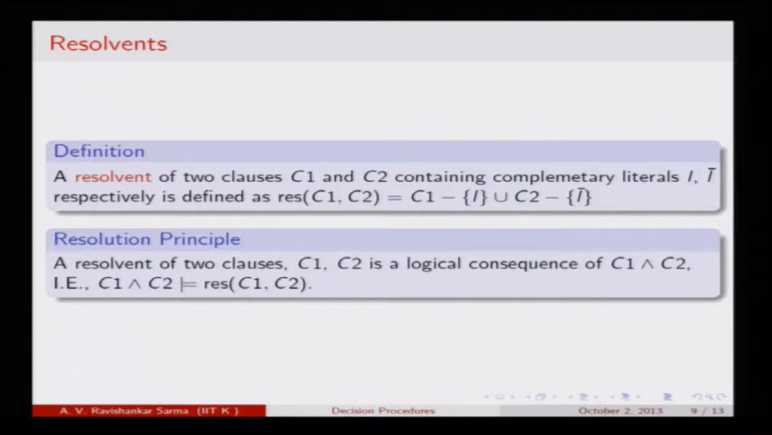A resolvent of two clauses, let us say c1 and c2, which consist of some disjunctions. Usually c1 and c2 consist of at least one literal l in one clause, and in the other clause you will have exactly the negation of that one, the literal l bar. Then the resolvent is defined in this sense: resolvent of c1 c2 is nothing but c1 minus l union c2 minus that negative literal.